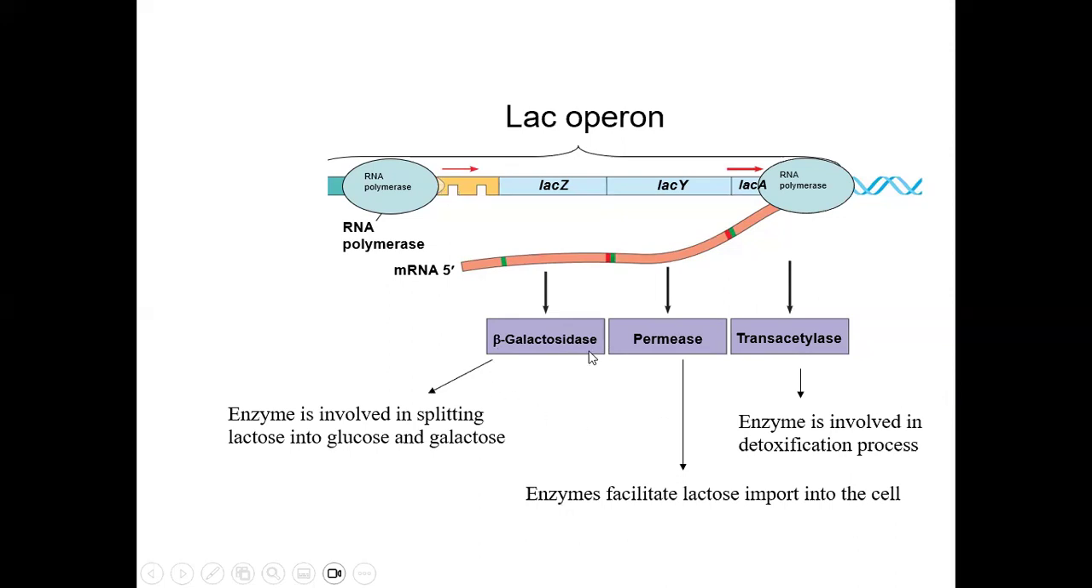Beta-galactosidase is involved in splitting lactose molecules into glucose and galactose, while beta-galactoside permease forms a pump in the membrane that will import lactose into the cell, while beta-galactoside transacetylase is involved in a detoxification process that will remove certain toxic end products that are generated during the activity of the enzyme beta-galactosidase.